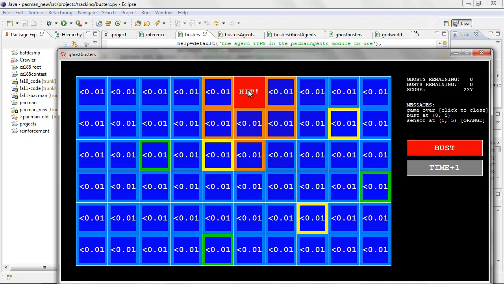And we got it. But what's important here is that you saw these numbers update. No matter where we measured, the numbers would update everywhere because the distribution for where the ghost might be gets updated for all possible grid squares, and we get information about all possible grid squares by any measurement that we did.